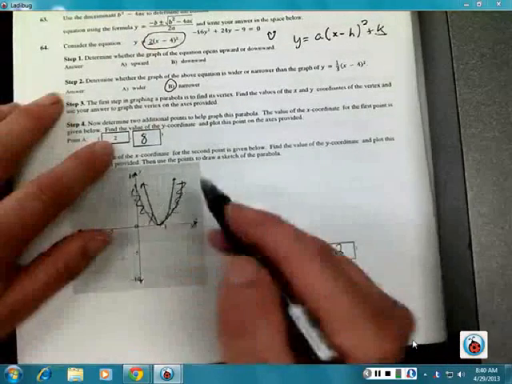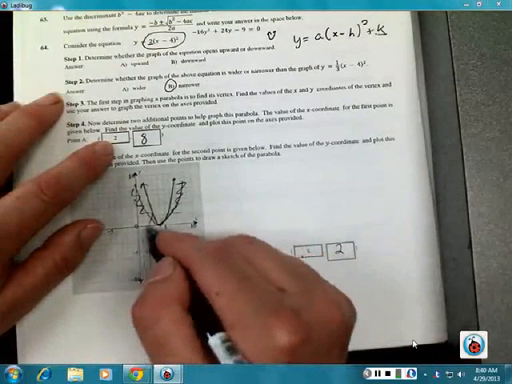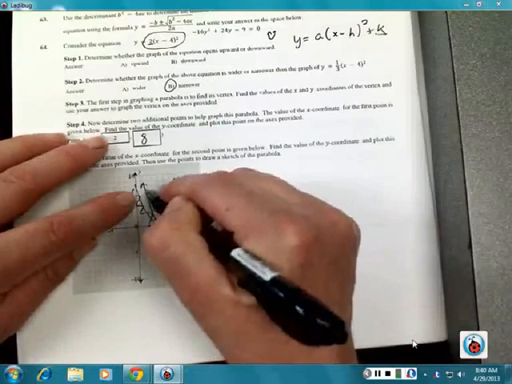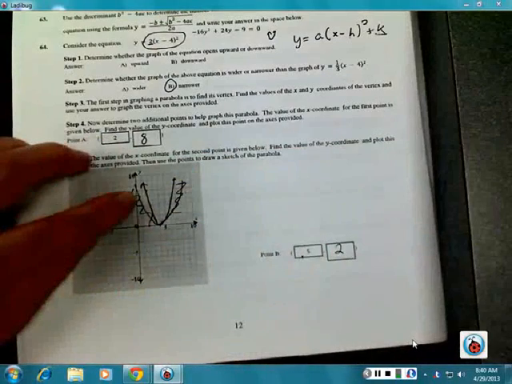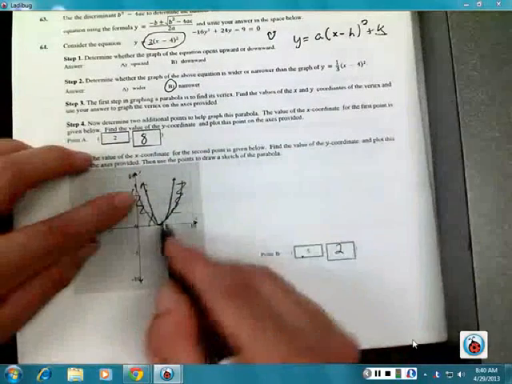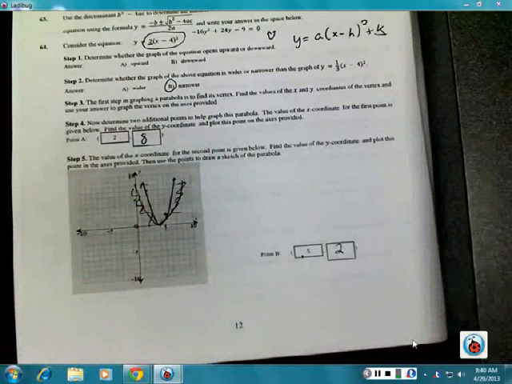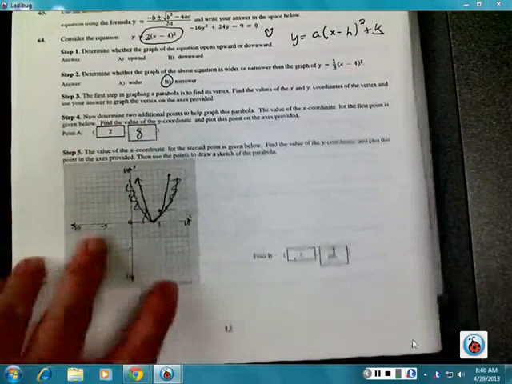So when I'm at 2, I'm up at 8. When I am at 5, I'm supposed to be up at 2. I'm a little bit off there. But that's what you do with that one. Okay, make sense? Okay.